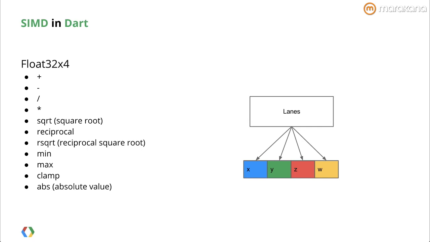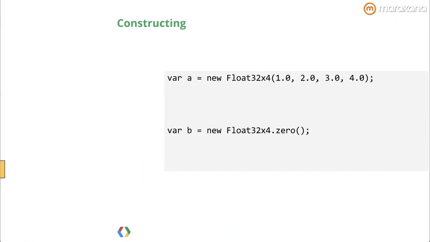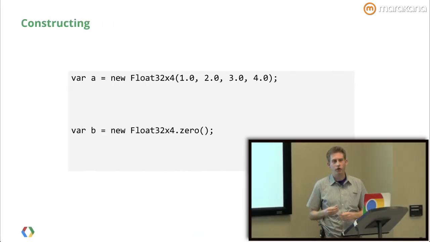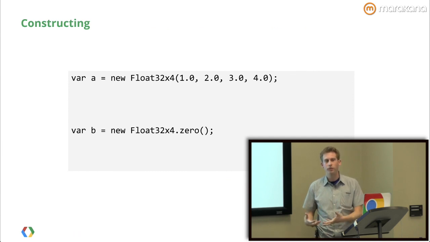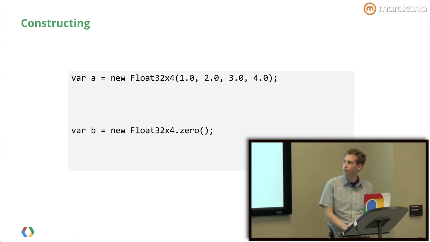So float32x4, you can think of it as split into 4 lanes, X, Y, Z, and W. And the operations that you can perform on float32x4s are on the left: the standard arithmetic operations, square root, reciprocal, min, max, clamp, absolute values, all the things that you would want when you're doing anything numerical. And anything that is not directly there, you can build from these very simple composable primitive operations.